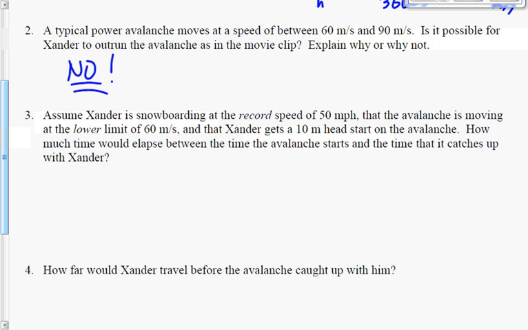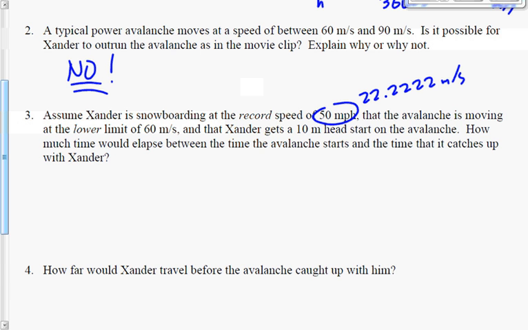Number 3, this is the tough question right here. Assume Xander is snowboarding at the record speed of 50 miles per hour. In other words, 22.2222 meters per second. And the avalanche is moving at the lower limit of 60 meters per second, and that Xander gets a 10-meter head start on the avalanche. How much time would elapse between the time the avalanche starts and the time that it catches up with Xander?